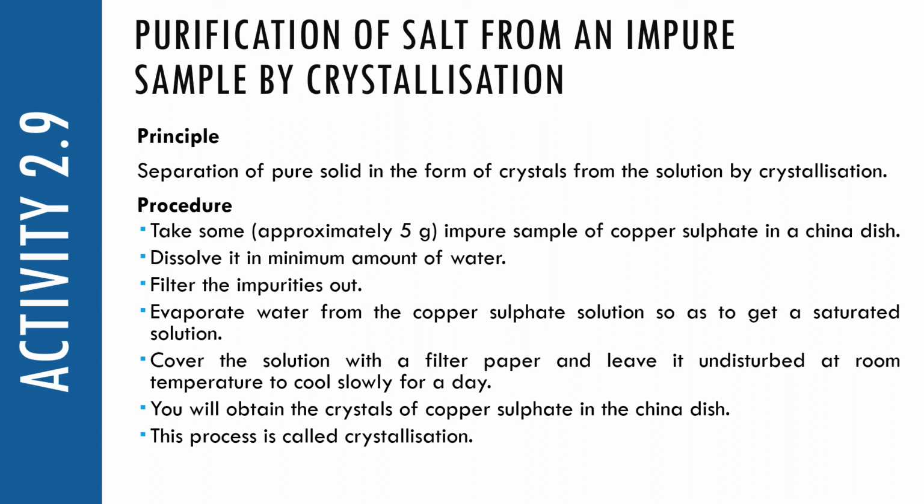Procedure: take some impure sample of copper sulfate in a china dish, dissolve it in a minimum amount of water, and filter the impurities out. Evaporate water from the copper sulfate solution so as to get a saturated solution. Cover the solution with filter paper and leave it undisturbed at room temperature to cool slowly for a day. You will obtain the crystals of copper sulfate in the china dish in the pure form. This process is called crystallization.